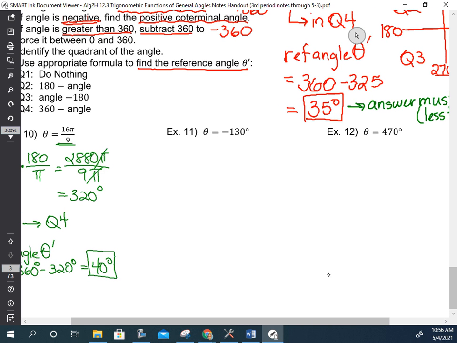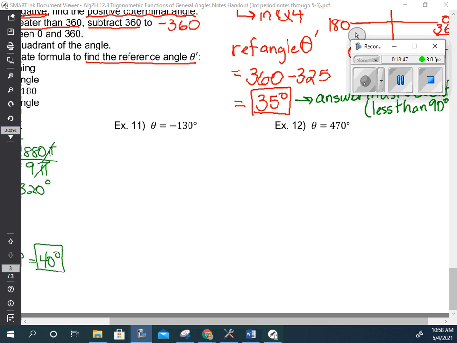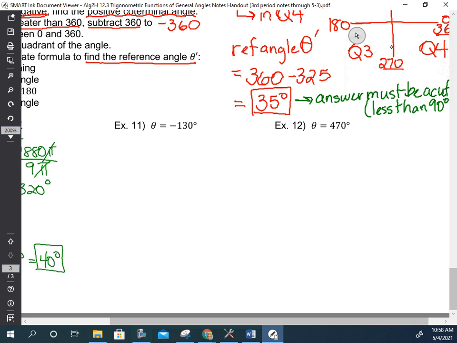All right, so when you pause, as far as 11 and 12 go, you should have 50 and 70. Number 11, 50, number 12, 70. So does anyone have anything different than those two? If not, then we should be able to knock these out pretty quickly.